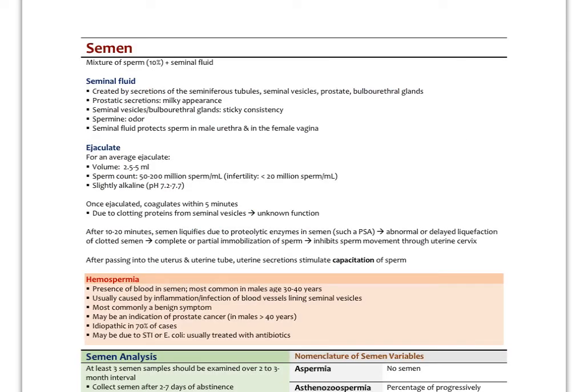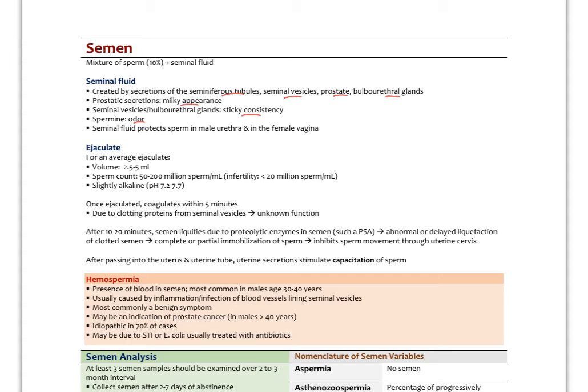Now, semen is a mixture of sperm and seminal fluid. The seminal fluid, again, is created by the secretions really from the Sertoli cells in the seminiferous tubules, the seminal vesicles, prostate, and the bulbourethral glands. The prostatic secretions will give the semen a milky appearance. The seminal vesicles and the bulbourethral glands will give it more of a sticky consistency. And then there's an amino acid or a protein called spermine, which gives the odor to sperm.